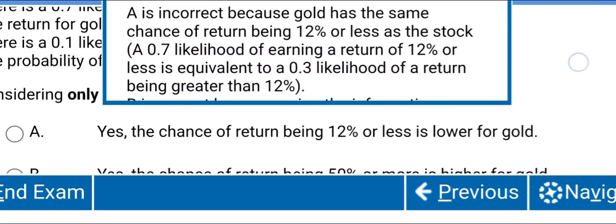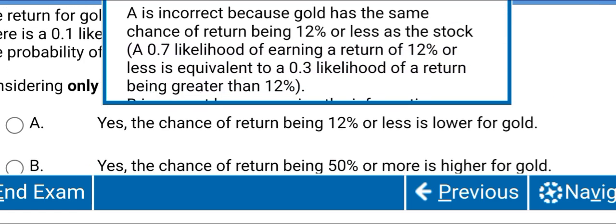A is incorrect because gold has the same chance of return being 12% or less as the stock. A 0.7 likelihood of earning a return of 12% or less is equivalent to a 0.3 likelihood of a return being greater than 12%.